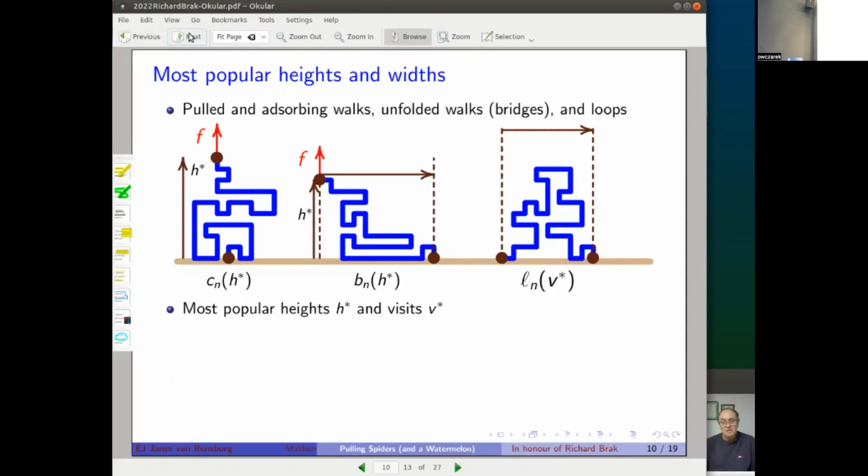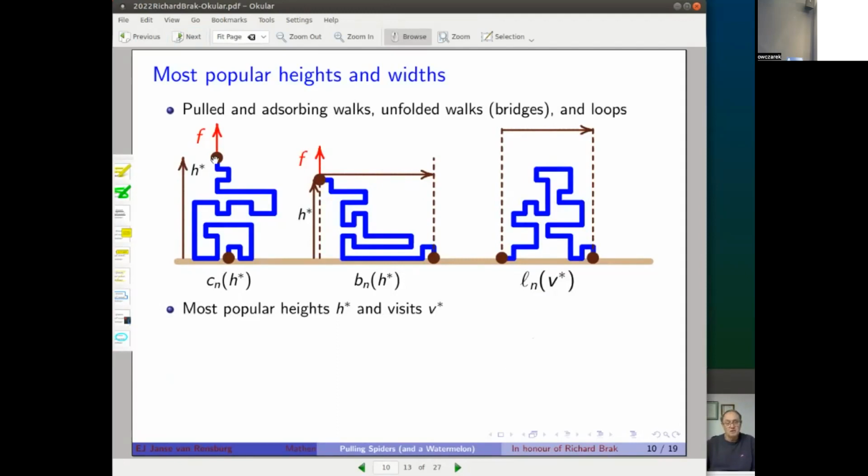If you look at these structures, you can find most popular heights and most popular visits in each of them. So here the height of this node being pulled is h, and it may have one of n plus 1 values. So the height may be 0 or 1 or 2.